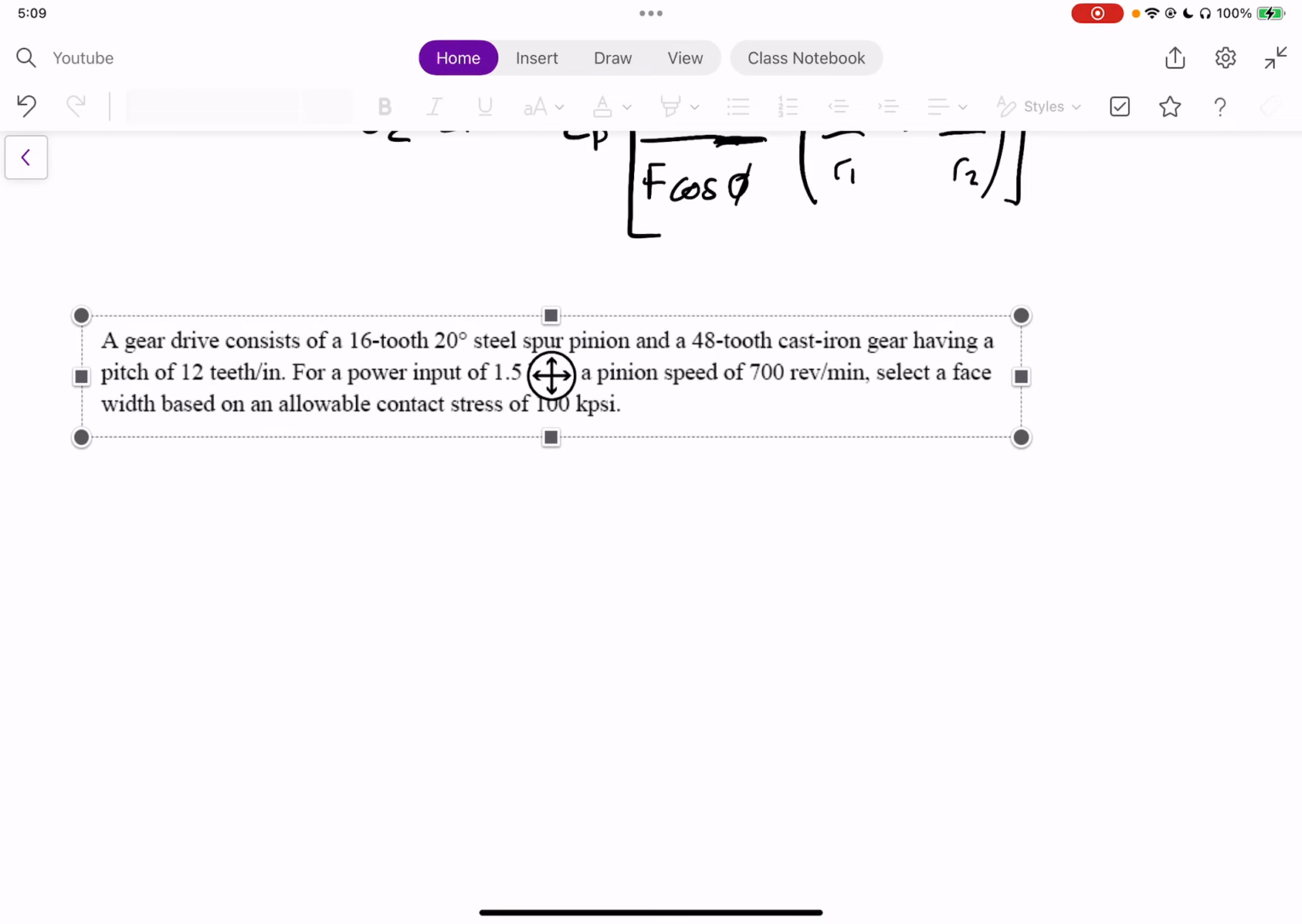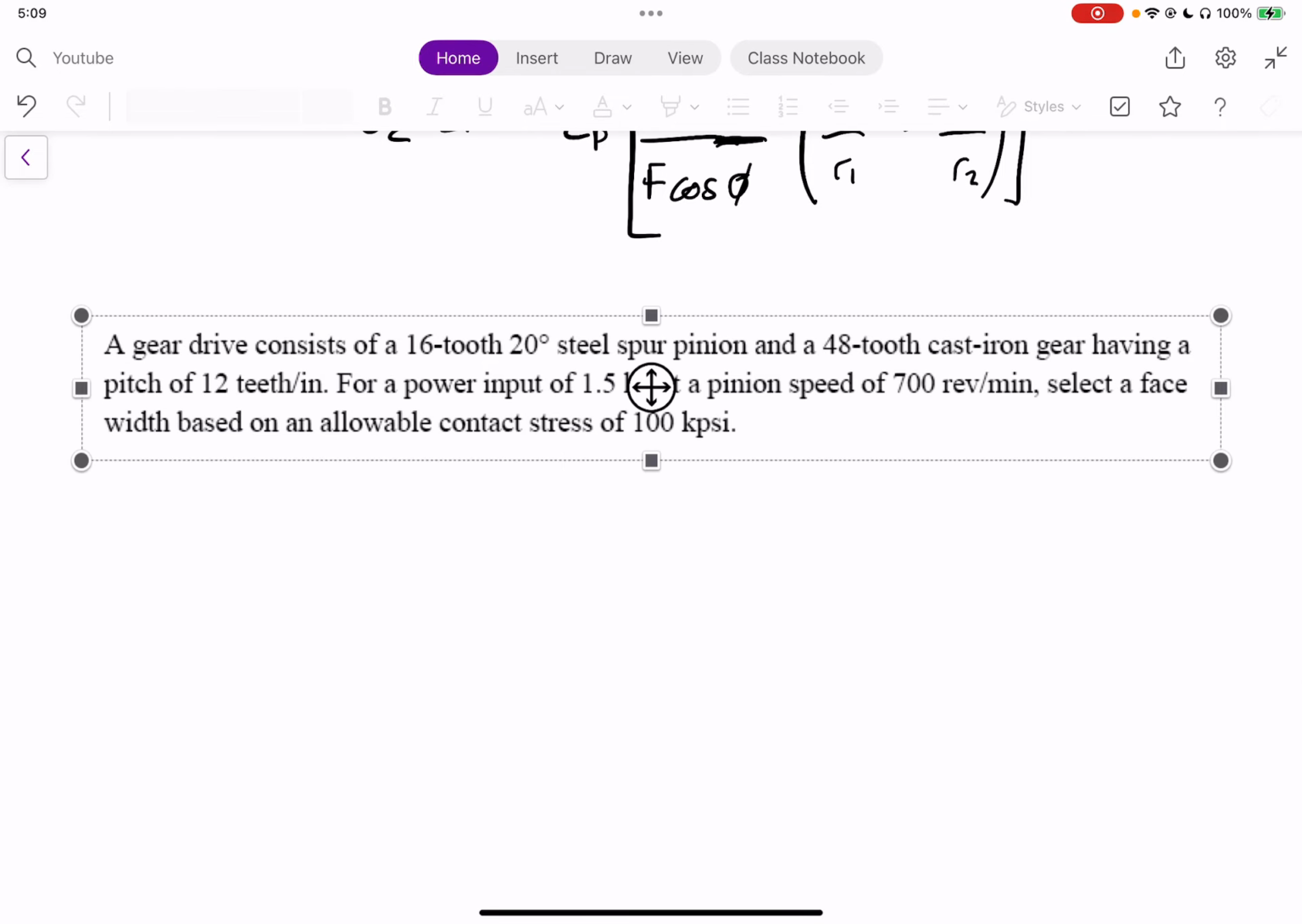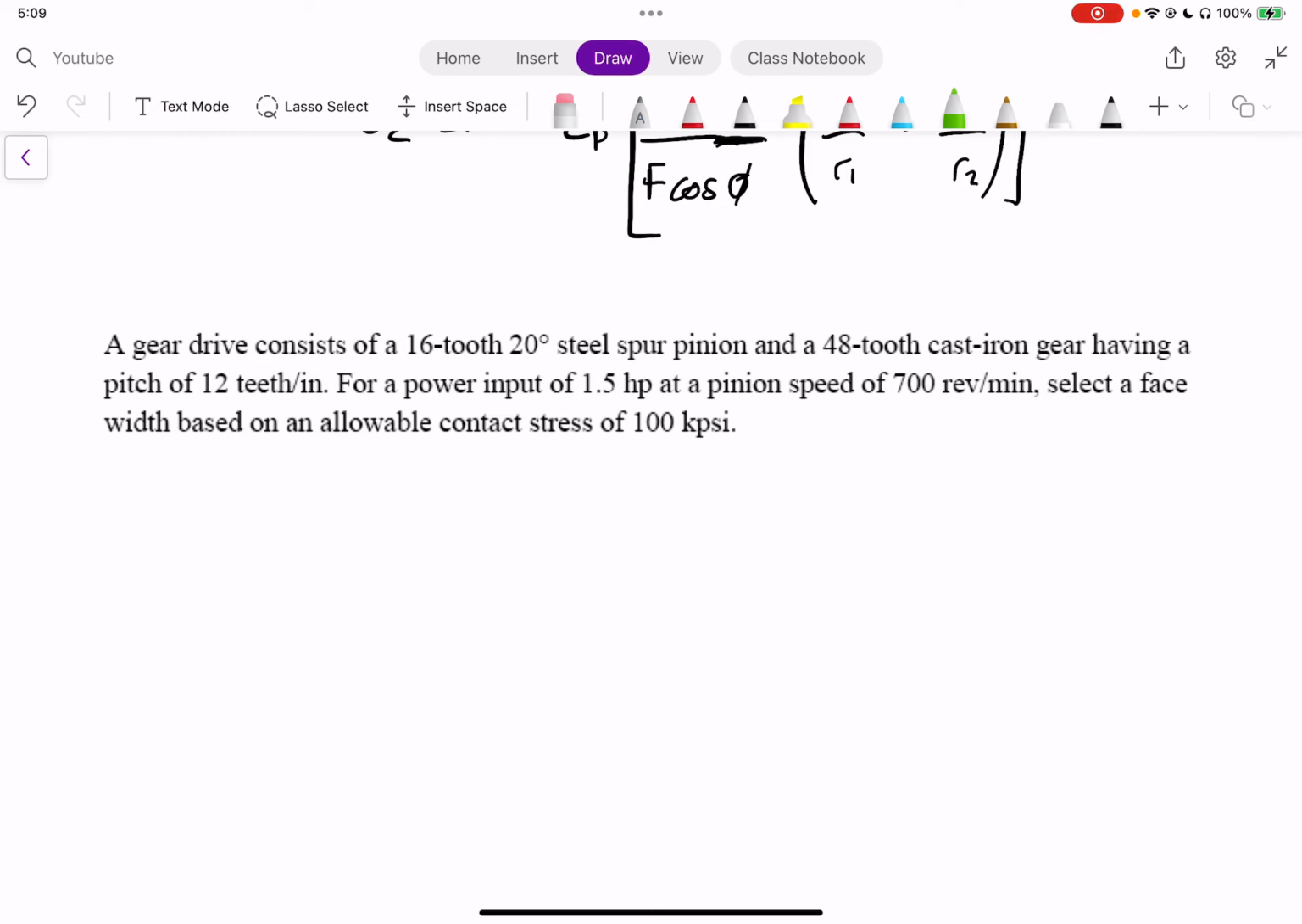Okay, so we have a question here that tells us that a gear drive consists of a 16-tooth, 20-degree steel spur pinion and a 48-tooth cast iron gear. So we have cast iron mixed with steel, which is going to be an interesting combination.